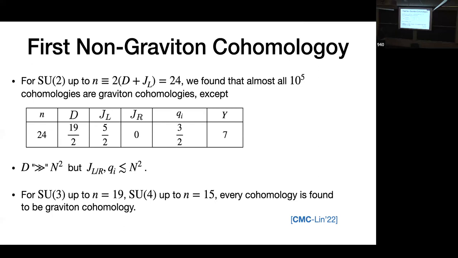And for SU3 and higher, we actually do not find any non-graviton cohomology. For SU3, we go up to level equals 19, and for SU4, we go up to level equals 15.